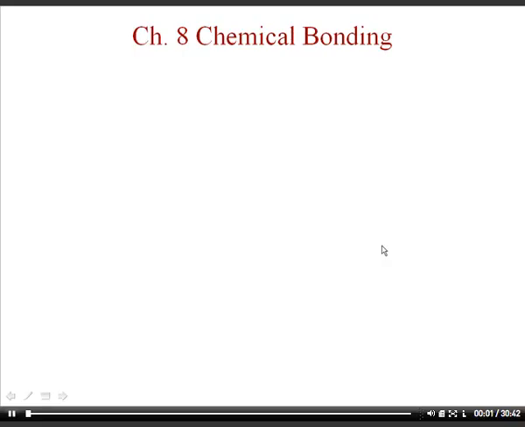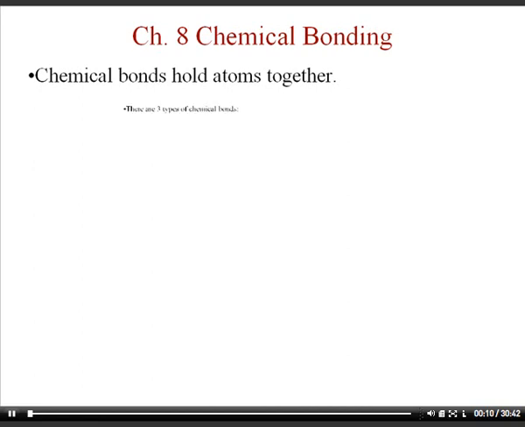This will be the Chapter 8 Chemical Bonding Notes for AP Chemistry. We're going to quickly go through the slides that we do in class. First thing we talk about are chemical bonds holding atoms together, and they come in three types.